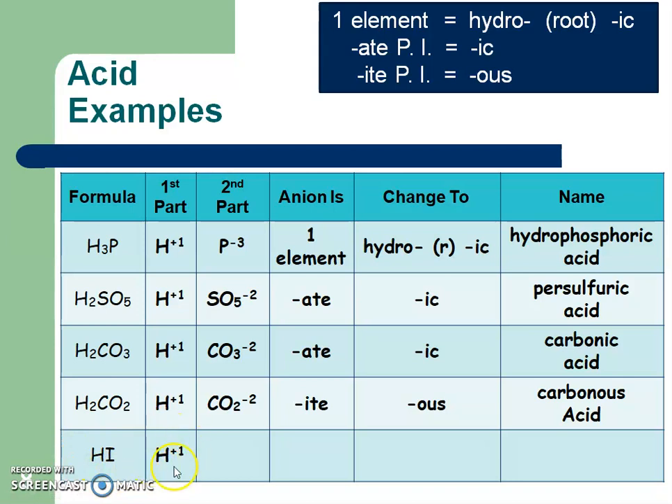All right, here we go. HI, again, first part is H+1. What's left over? I don't see any numbers here, so this better be I -1. All right, I -1 is one element. So I'm going to look up here again, one element: hydro, the root of that nonmetal, ic acid. All right, so that's what I'm going to write here so I know what I'm changing it into. So hydro, I is iodine, so hydroiodic acid. Hydroiodic acid.